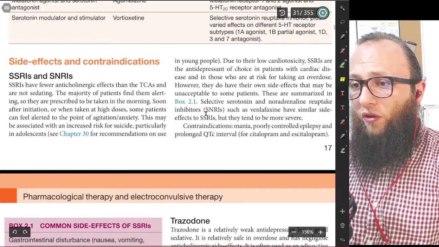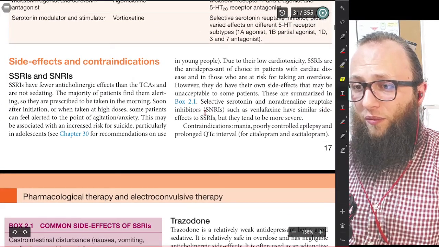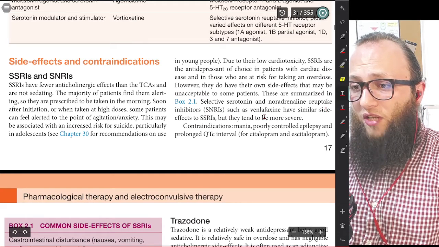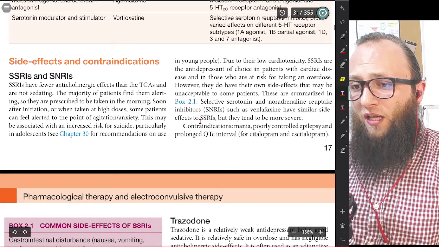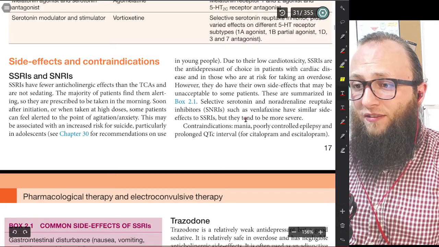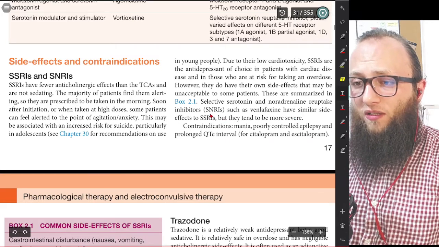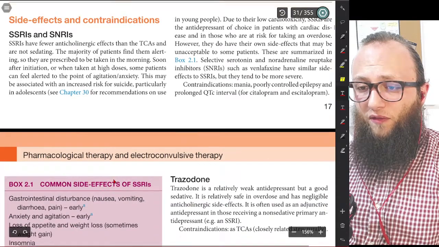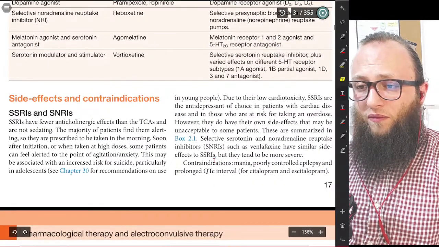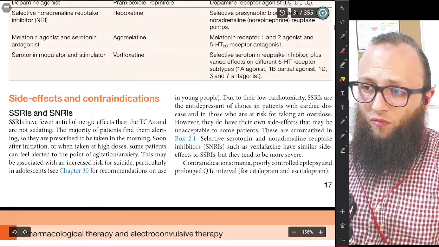Selective serotonin and noradrenaline reuptake inhibitors, SNRIs, such as venlafaxine, have similar side effects to SSRIs, but they tend to be more severe. So SNRIs have the same side effects as SSRIs, except that they are somewhat more severe.